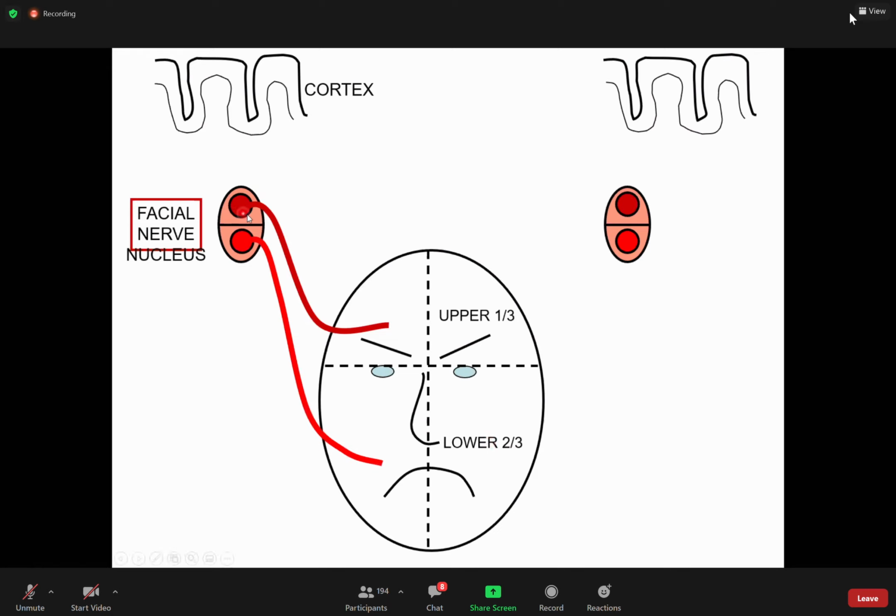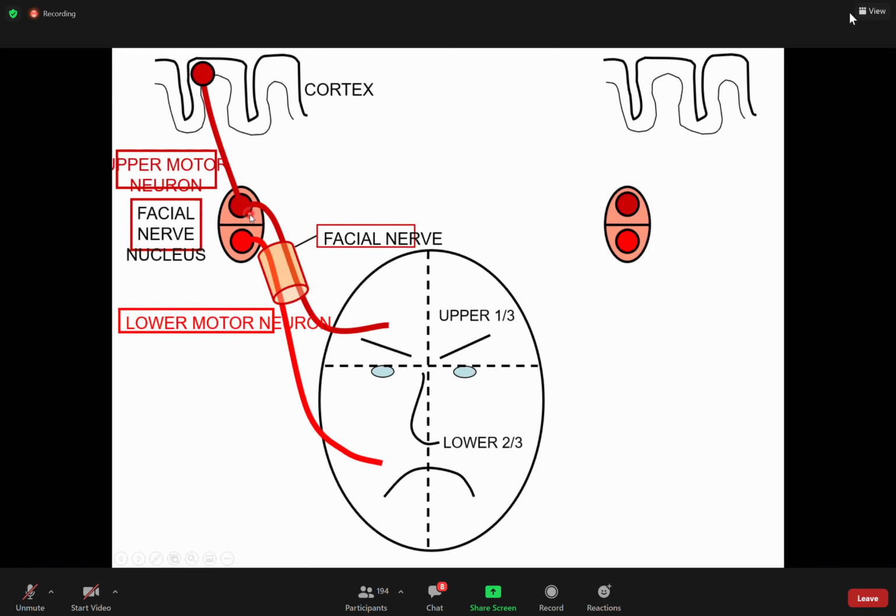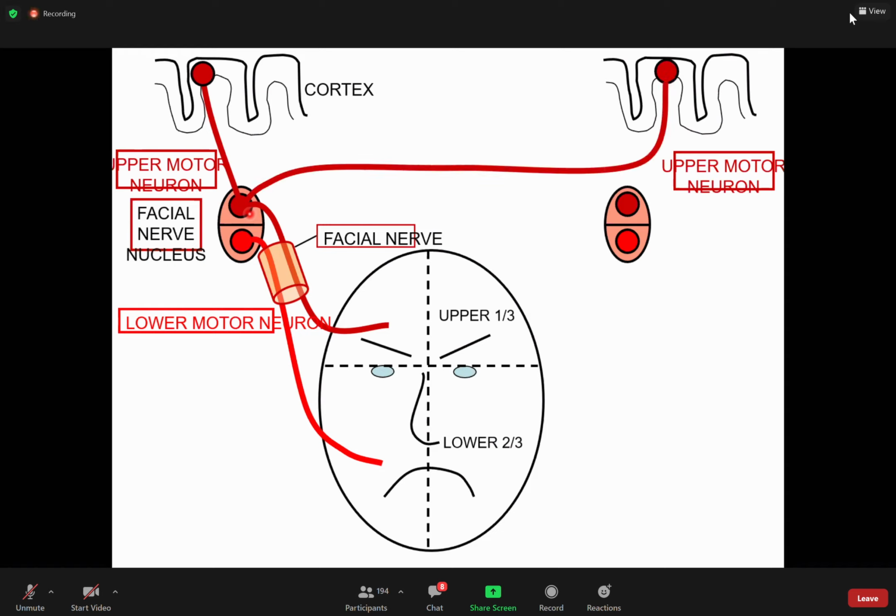This upper part of the facial nucleus, which you see here, is supplied by the fibers from both the cortices, from right as well as the left cortex. So if you damage the upper motor neuron, the upper 1/3 will not be paralyzed because it is supplied bilaterally. If you damage here, these fibers are still intact. So the upper one third of the face will not get paralyzed if you have an upper motor neuron lesion.